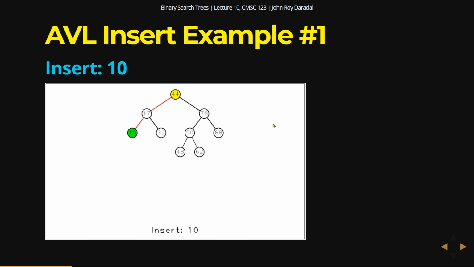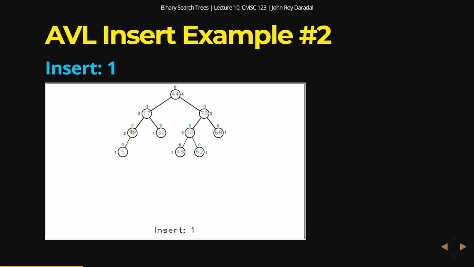So check its ancestors. For 10, the balance is still 0 because it has null nodes. For 17, it's also 0 because you have 1 minus 1 here. And then for 44, it's 1 because you have 3 minus 2 here. So it's also balanced. So everything is still balanced. So this is still a valid AVL tree. So we actually don't need to do any restructures here, because by adding 10, it's still a valid AVL tree.